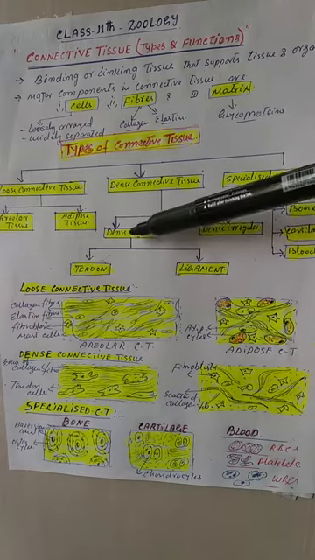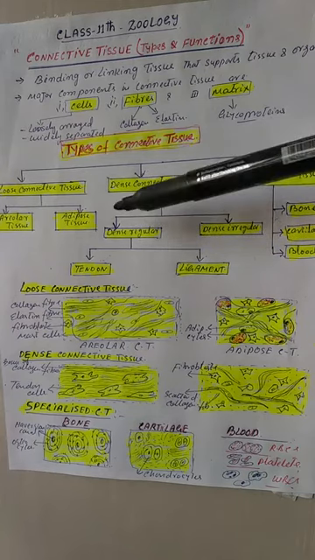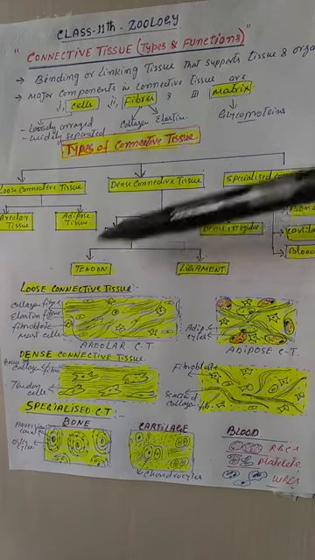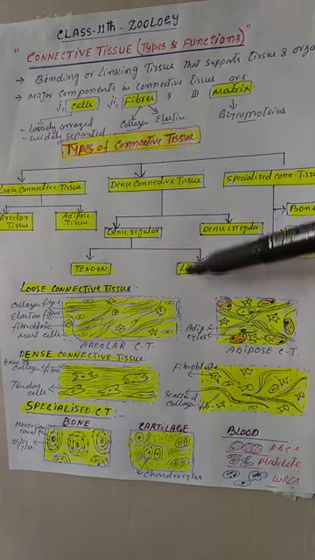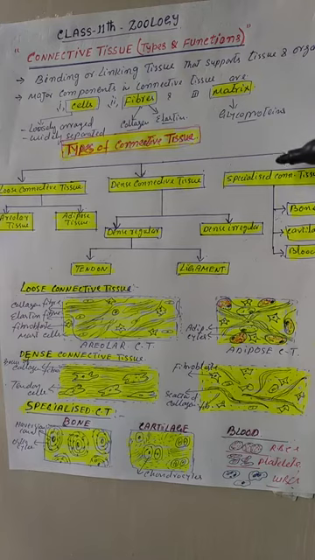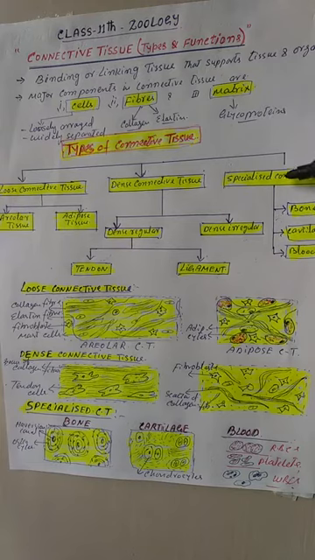The dense regular tissue consists of tendons and ligaments, while the specialized connective tissue is further divided into three types, that is bones, cartilages, and blood, which have some particular and specialized functions in the body. That is why they are also termed as specialized connective tissue.